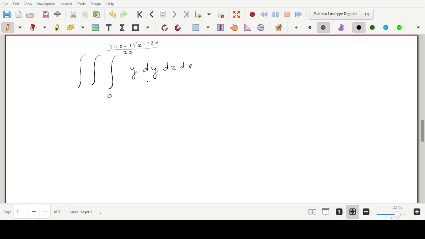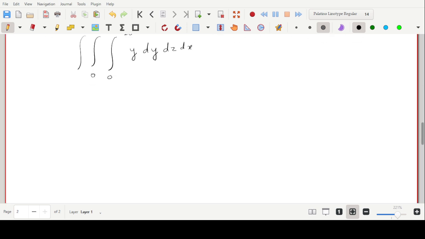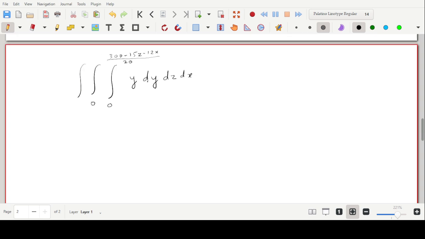Now z is varying from 0 to, we can take this simpler expression now, 10 minus 4x over 5, and x is varying from 0 to 25. Let us compute that.